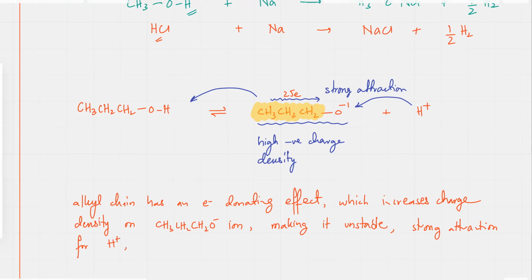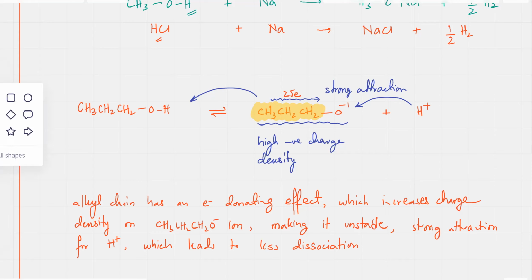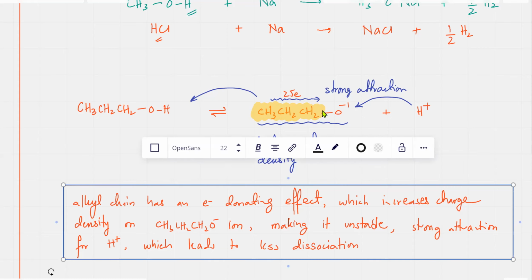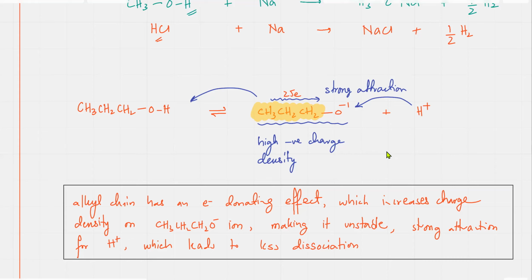Which would lead to, which leads to less dissociation. So that's it. That's your explanation for why alkyl chains, why alcohols are kind of really bad acids. ठीक है, is this clear?